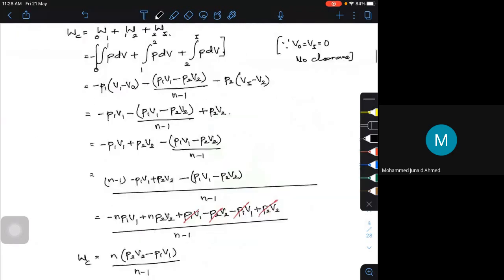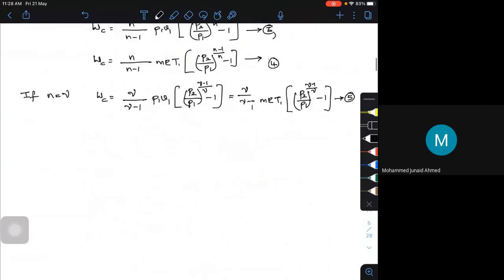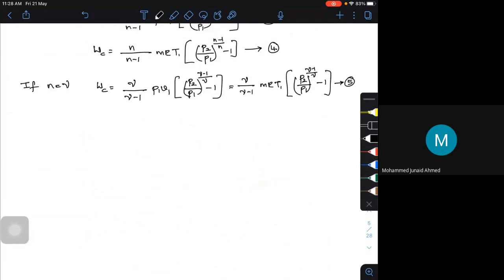Okay. Suppose this value of n is equal to 1. What will happen if n is equal to 1? What will happen to its compression ratio? Wherever you have n, I can just replace it, go back to this particular thing. Work of compression will be simply P1 V1 ln of V2 by V1.